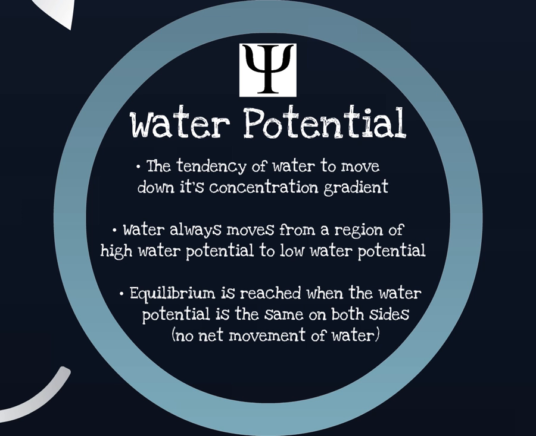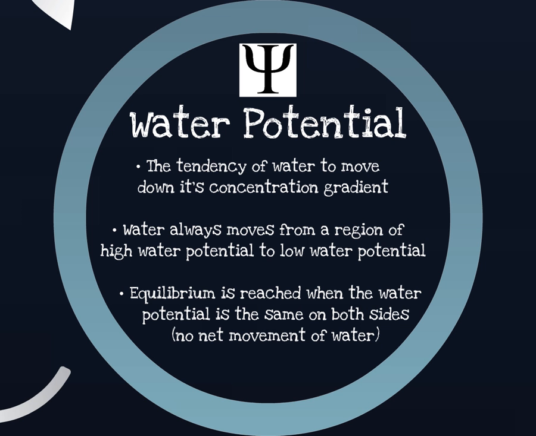Okay, in this video tutorial we're going to look at osmosis. Before we get into that, I'm just going to introduce a couple of new terms. The first one being water potential. Water potential is the tendency of water to move down its concentration gradient. It's the potential for water to move from high concentration to low concentration.